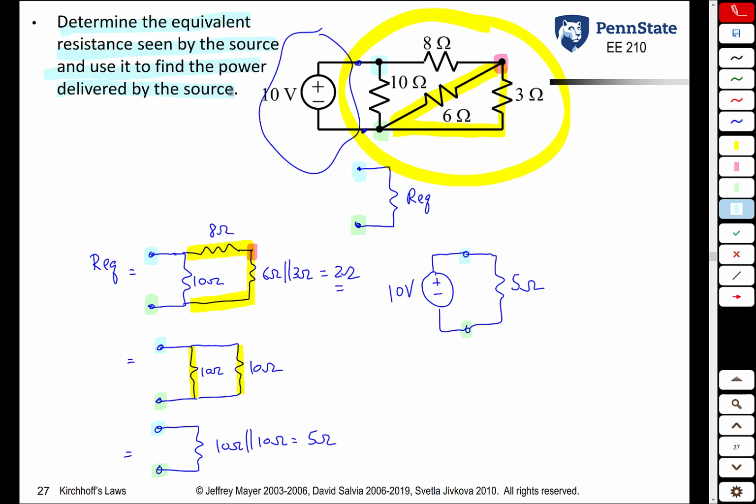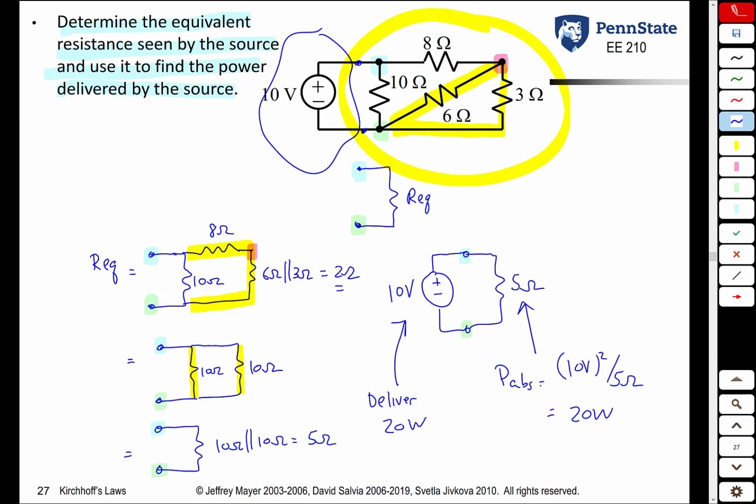Well, the power delivered by the source has to be equal to the power absorbed by the resistors. Whether it's the equivalent resistance or the individual resistors, it doesn't matter. So this resistor here has a voltage across it of 10 volts, so its power absorbed would be the voltage squared divided by its resistance. 100 divided by 5 is 20 watts. If this resistor absorbs 20 watts, this voltage source must deliver 20 watts of power.